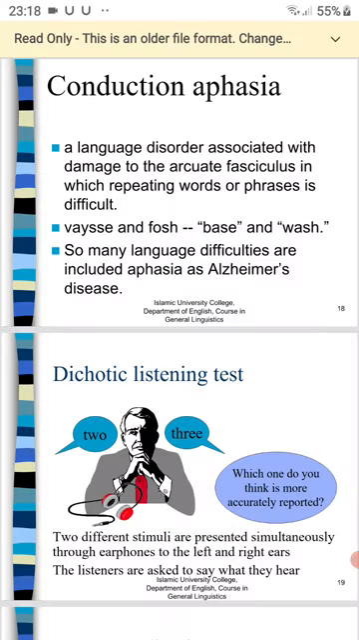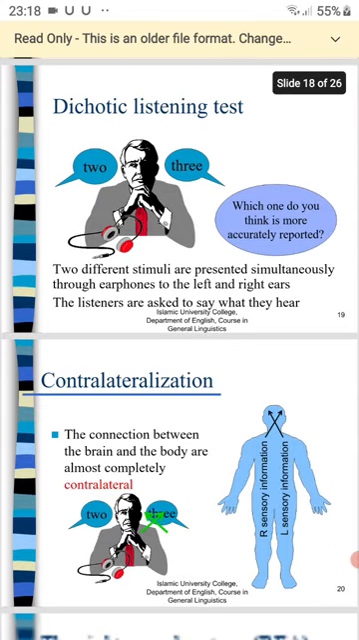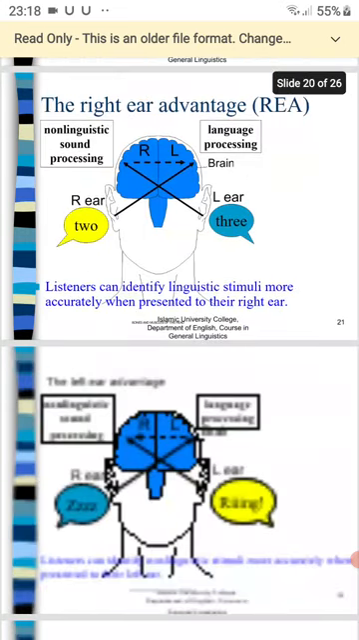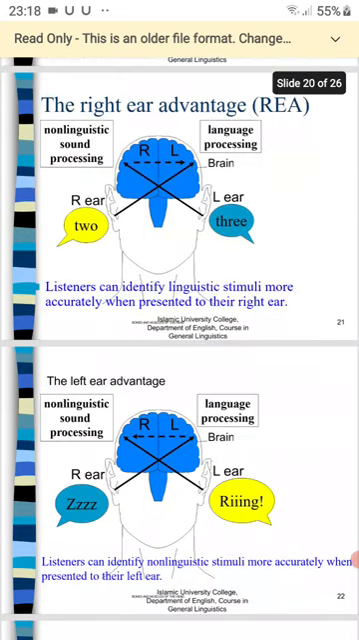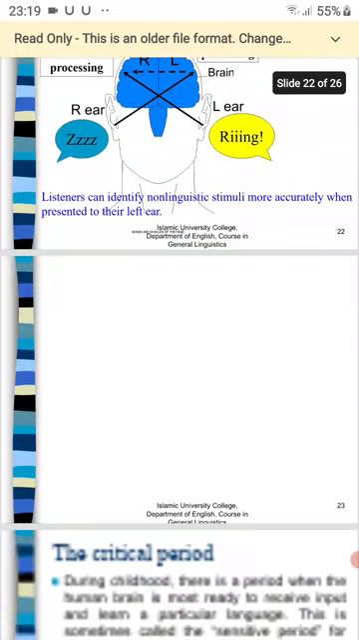So, dichotic listening: communication, auditory language are associated with the occurrence of difficulty in words and phrases. In dichotic listening, the listener hears different sounds. The right ear has an advantage in linguistic sound processing, while non-linguistic sound processing, the left. To listen, one can identify linguistic stimulation, occurrence, and processing.